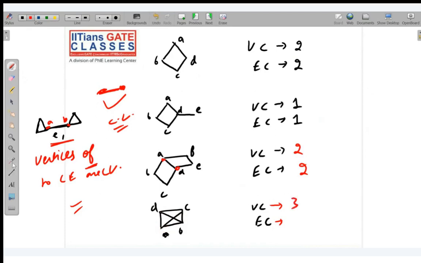Similarly, for edge connectivity, I can remove the minimum number of edges which should be removed. So with C, these 3 edges are present, so you can remove all the 3 edges. Now this C and this triangle will be left out. So obviously edge connectivity is 3. Similarly you can check it out for any vertex. So edge connectivity is coming to be 3.